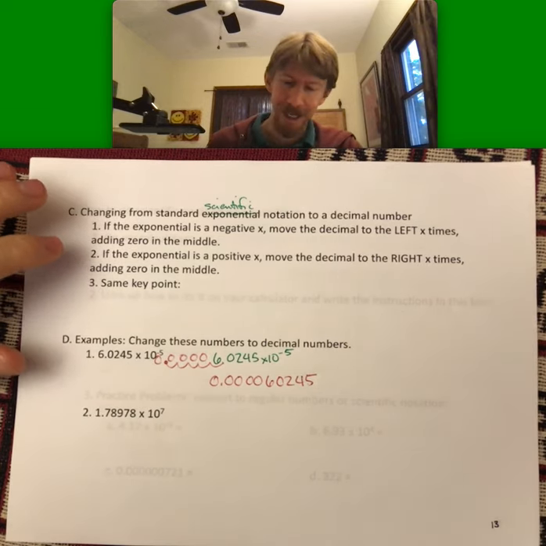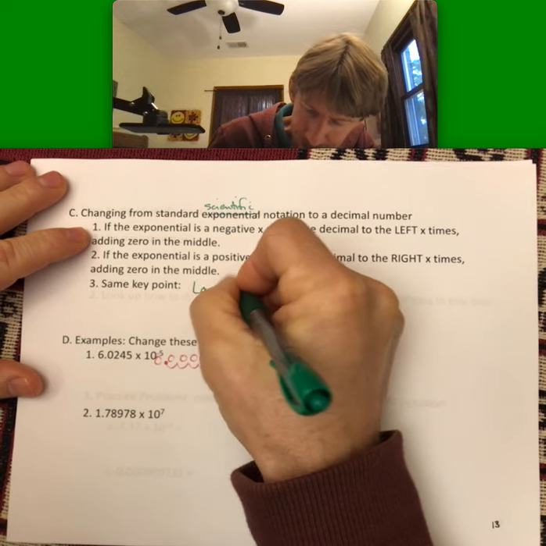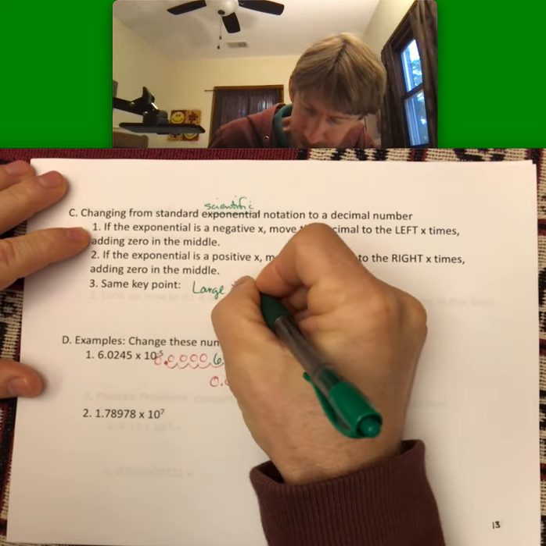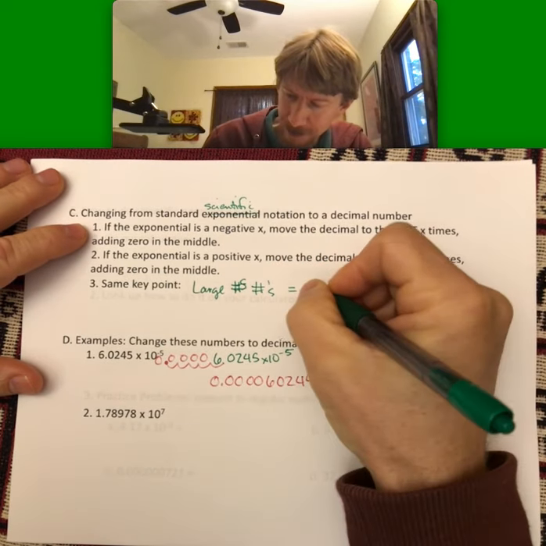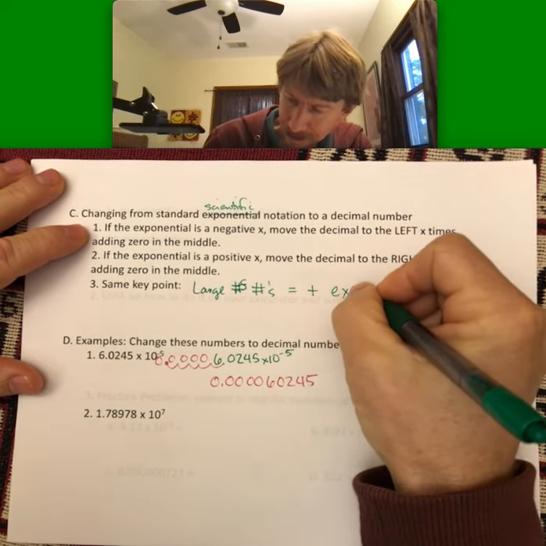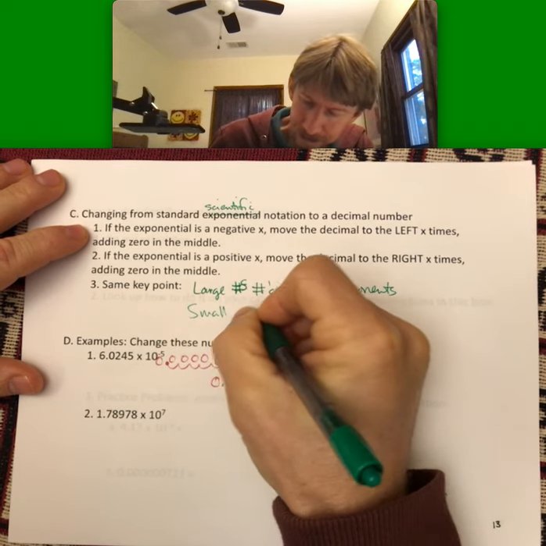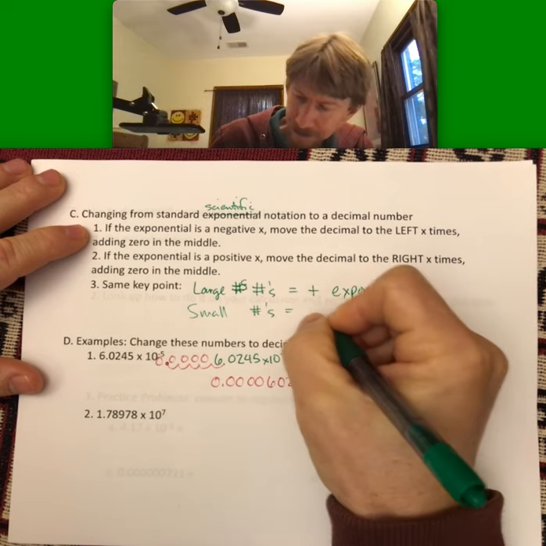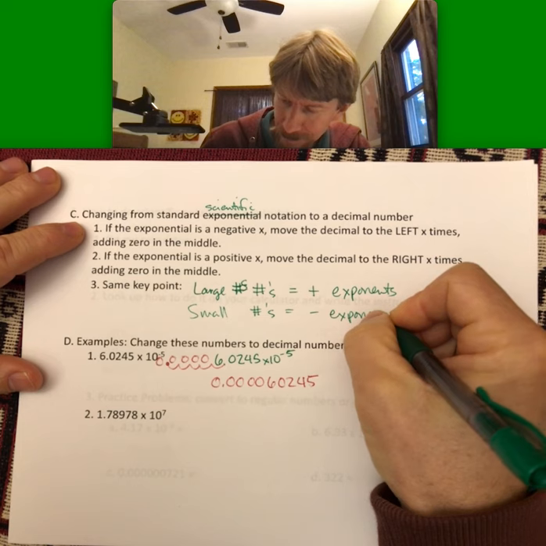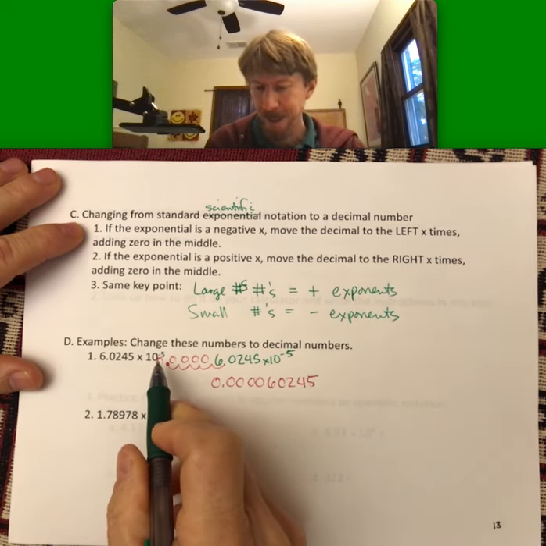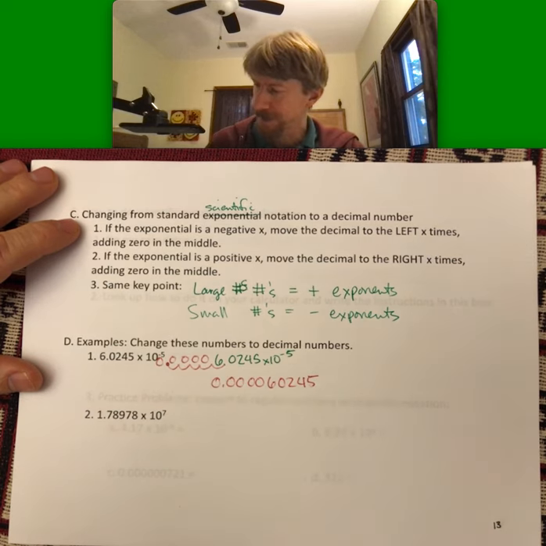Same key point as last time. Large numbers equal positive exponents. Small numbers equal negative exponents. So with a negative exponent, for this negative 5, we end up with a small number.